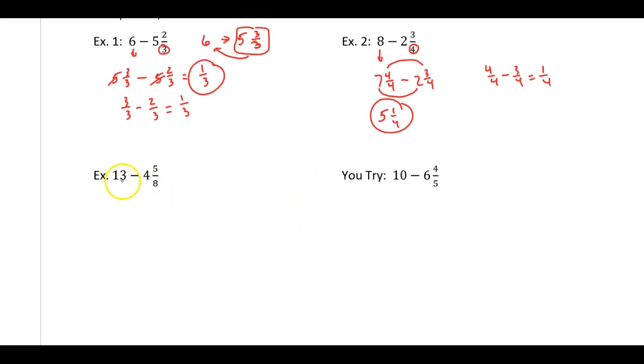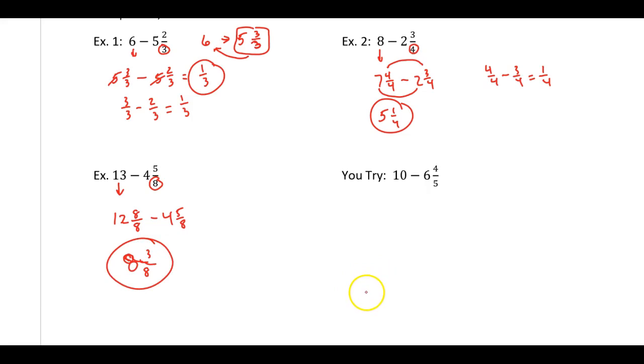So the next one, my whole number 13, I'm going to rewrite as a mixed number. 13 minus 1 is 12. How do I make up for the 1? I need a fraction with denominator 8. So 12 and 8 over 8 minus 4 and 5/8. 12 minus 4 is 8. Now, when I subtract the fractions, 8 minus 5 is 3 over 8. And that would be my answer.